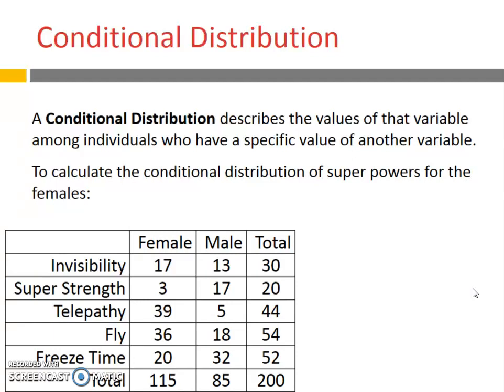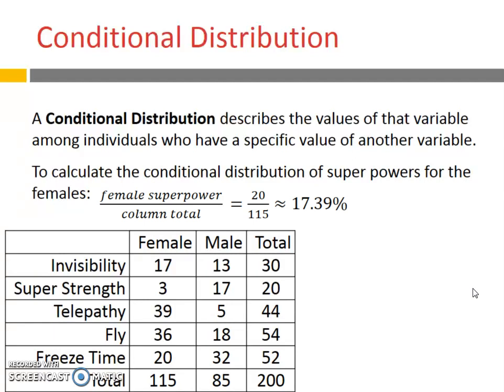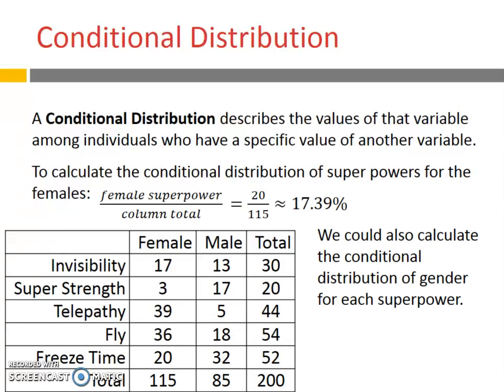Okay, so I'm focusing on the females for each superpower. So each female superpower would go on the top, and then the total number of females would go on the bottom. So this one, if I pick 20, I must be looking at the conditional distribution for freeze time. So what this 17.39% means, that tells me what percent of the females want that particular superpower. Okay? You can translate all of these into conditional distributions. Okay? You can also calculate the conditional distribution of gender for each superpower.